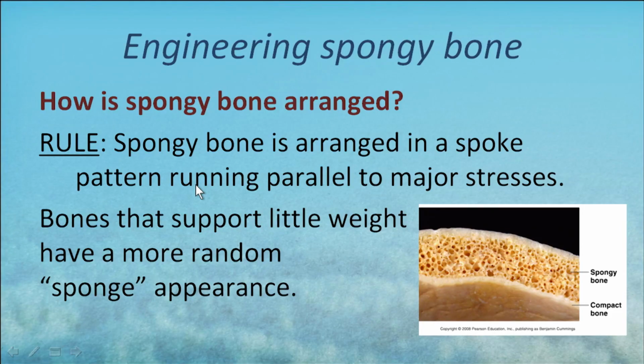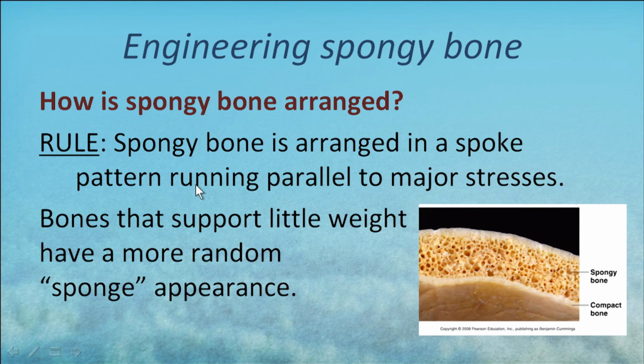Now let's take a look at spongy bone in a little bit more detail. Spongy bone is not always arranged randomly. Even in bones that support a good amount of weight, there's usually some spongy bone in there, and they tend to be arranged in kind of a spoke pattern that runs parallel to the major stresses. And we'll take a look at that in a moment. However, in bones that support very little weight, the spongy bone tends to be more random in appearance.